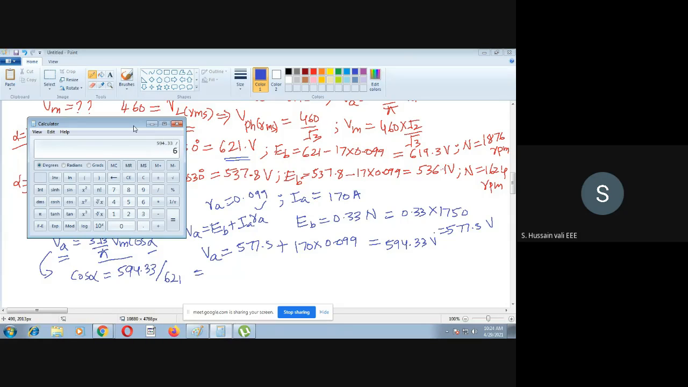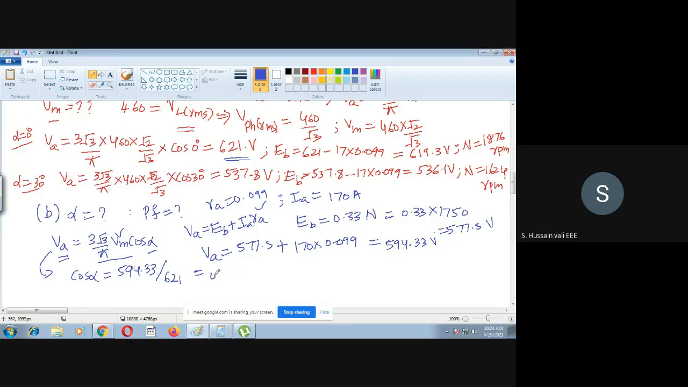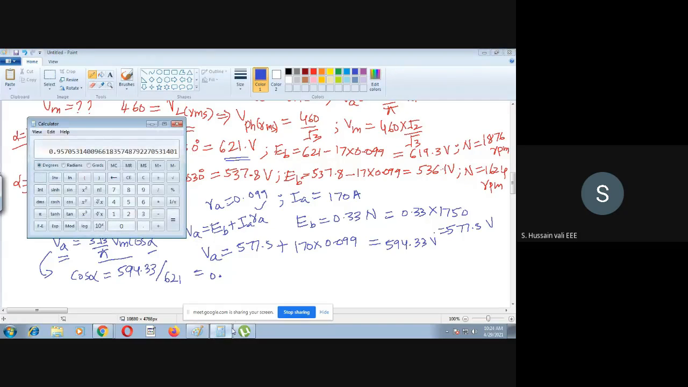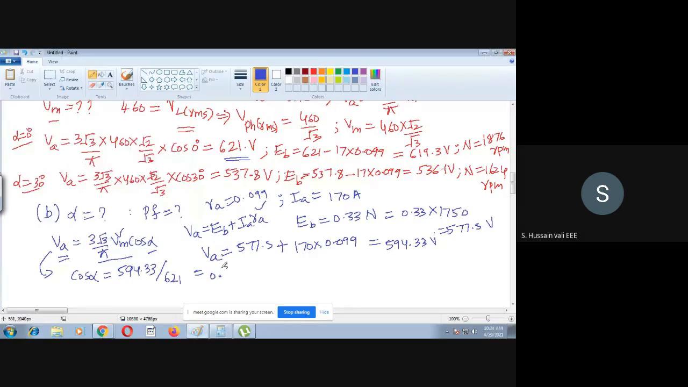594.33 divided by 621 gives 0.957. So power factor is, not power factor. Don't get confused. This angle is the firing angle, not the power factor angle. I'm sorry. So you got 0.957.